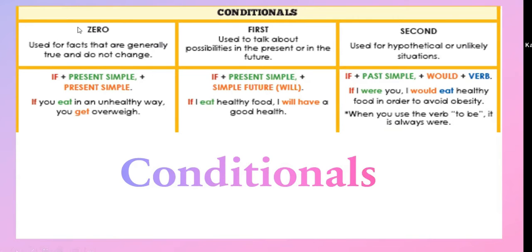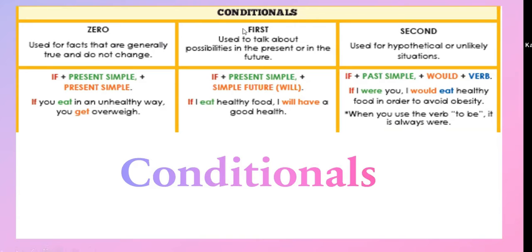We have the zero conditional, which is used for facts that are generally true and do not change. This is the structure: if, plus two present simples. Present simple and present simple. For example, if you eat in an unhealthy way, you get overweight. You have your two verbs in present simple, and it is a fact. It is true that if you eat unhealthy, you get overweight. It is always in present simple.